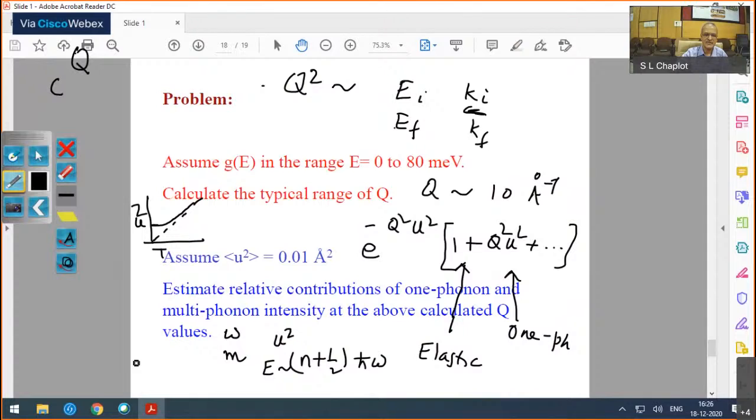You can assume that say mass equal to 16 for oxygen, and assume a phonon energy of, let us say, about 25 meV. Okay, so for these settings, try to calculate what are the u squares.